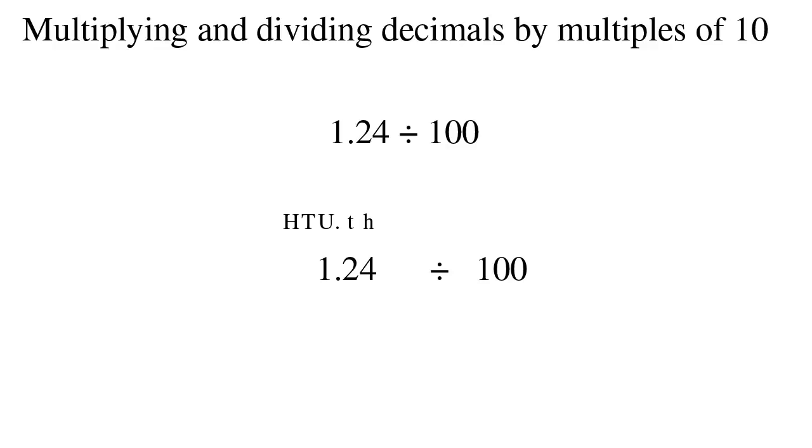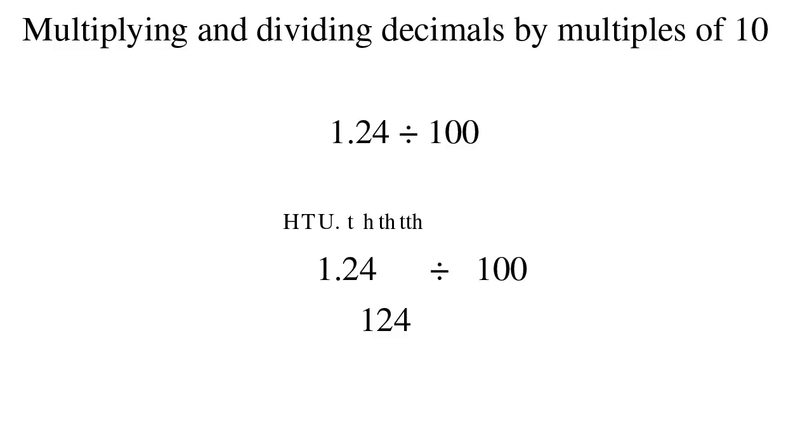To divide by 100, we divide by 10, then divide by 10 again. Each of our digits becomes 100 times smaller. So the 1 will become 1/100th, the 2/10ths will become 2/1000ths, and the 4/100ths will become 4/10,000ths. This isn't our answer because we have to write it as a decimal.